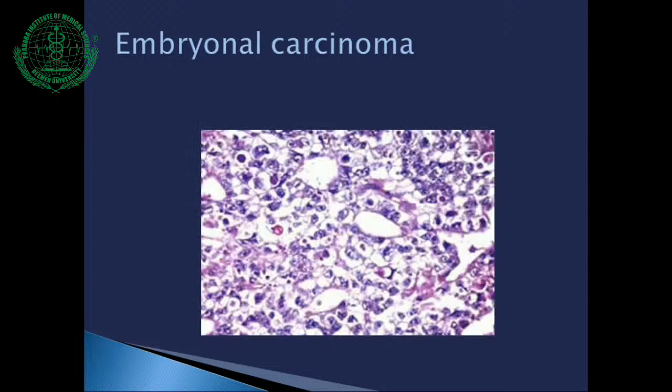This is a microscopy of the embryonal cell carcinoma. In this, the cells are arranged in an alveolar pattern here, and a tubular pattern, and some are arranged in sheets. They have an epithelial appearance, and the cells are anaplastic. Anaplastic means lack of differentiation. Lack of differentiation is seen here.